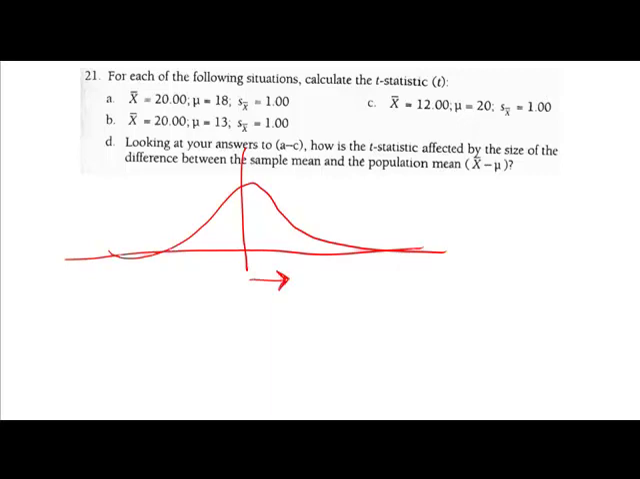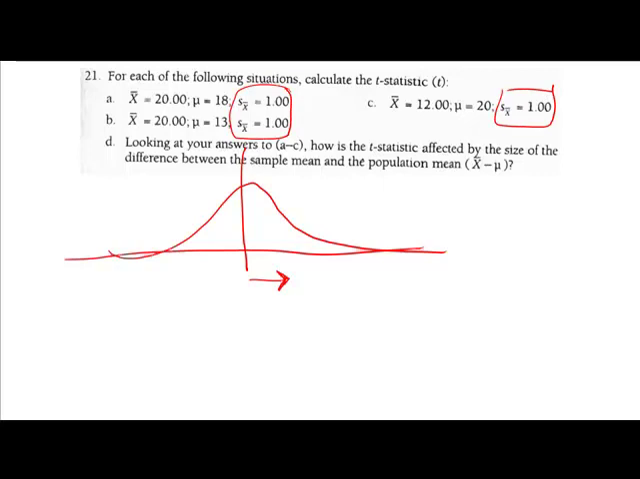Okay, looking at your answers, how is the t-statistic affected by the size of the difference between the sample mean and the population mean? Well, let's just think about this, okay? The size of the difference between the population mean and the sample mean. So thinking logically from our normal curve, as our difference gets bigger, because the units of difference are all the same, our t-score is going to get bigger.